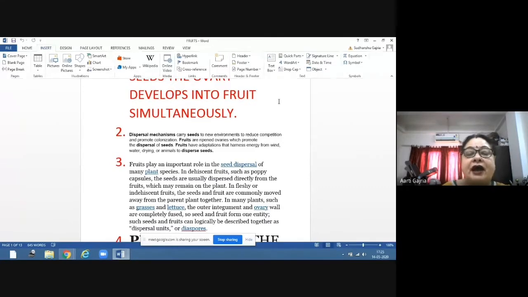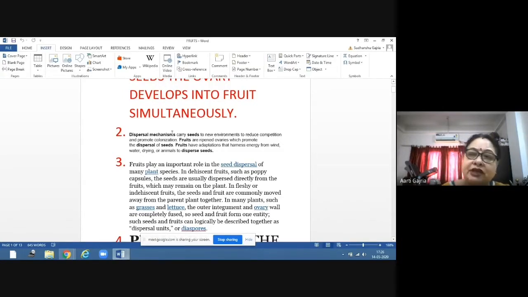And there are many agents that help in the dispersal of seeds. For example, the pollinating agents like wind, water, animals, even human beings, everybody is helping in the dispersal of seeds. So these are called dispersal mechanisms. And these dispersal mechanisms carry seeds to new environments to reduce competition and promote colonization.